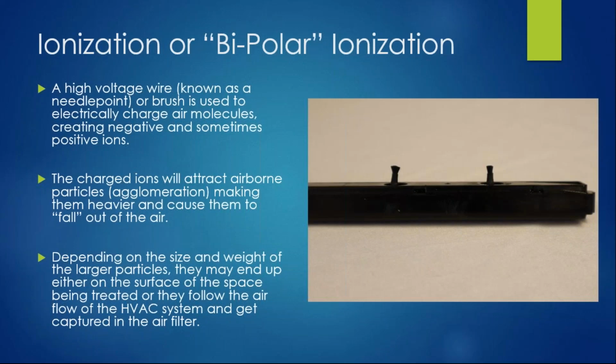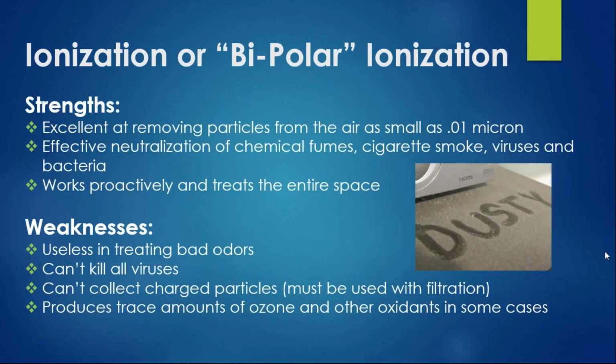If you ever see brushes or needles on a device, that's usually bipolar ionization. They look like the old paint brushes we used to see when we were kids painting, those little paint brushes that came in different colors, right? So strengths of bipolar ionization: they're great at removing particles from the air as small as 0.01 microns. They're effective at neutralizing chemical fumes, cigarette smoke, viruses, and bacteria, and they proactively go out and treat the entire space. So it is a proactive method of cleaning the space that we're trying to treat.